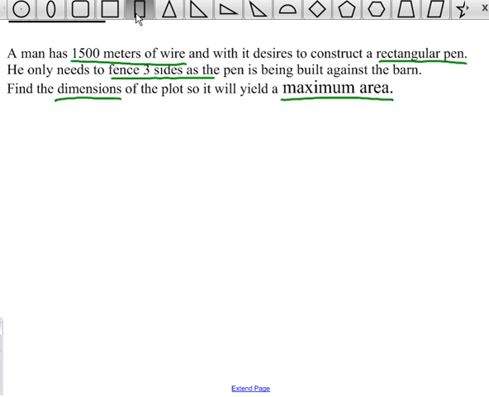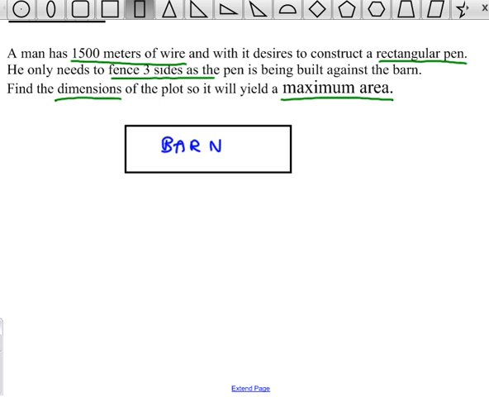So we have a pen that's going to be built up against a barn. So there's the barn. Here comes the pen. Rectangular in shape. Okay, let's label. Since we're trying to maximize the area, area with a rectangle obviously involves length and width. So let's label this side as a length and this side as a width. Okay. Might as well label this side as well.